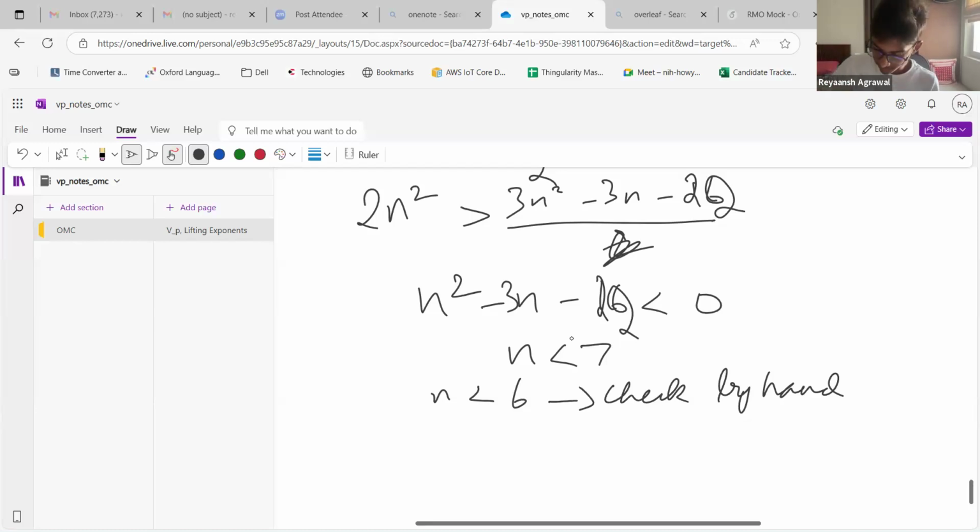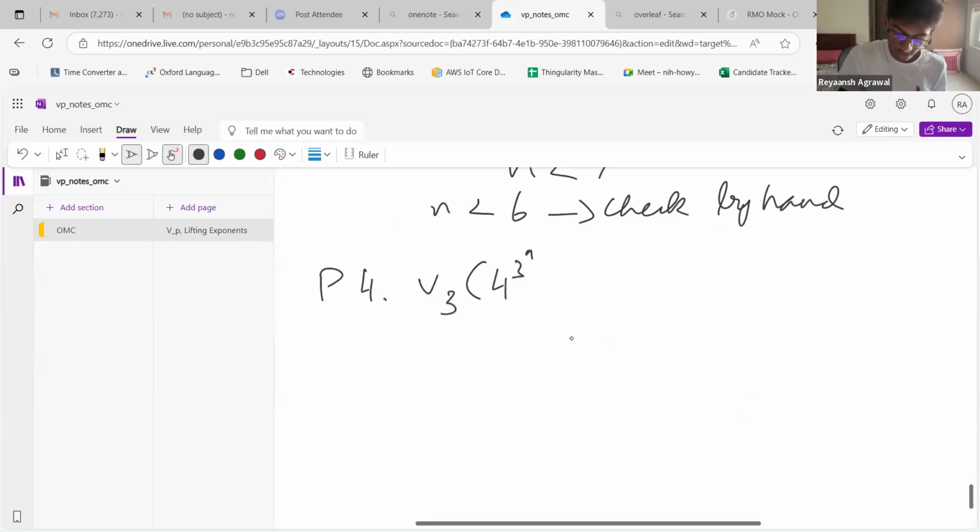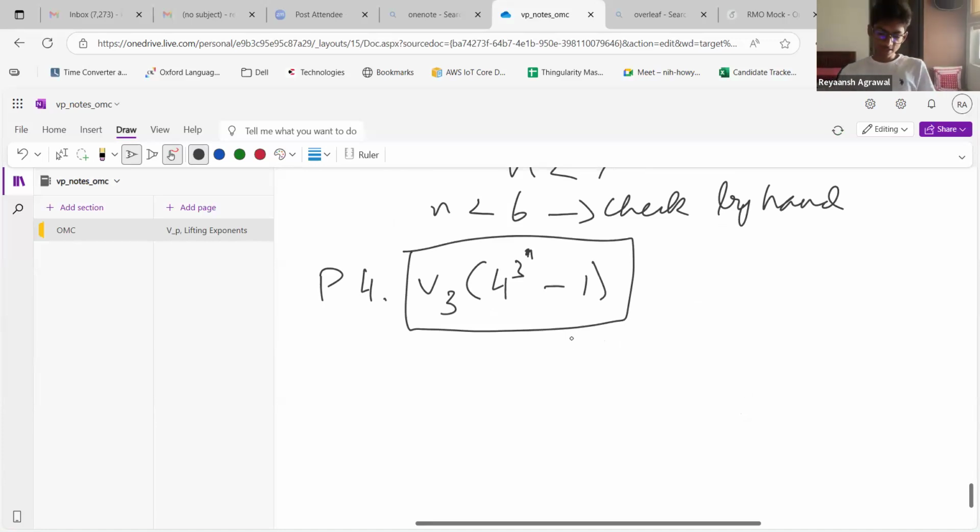Okay, great. So we have 15 minutes left. I can cover another theorem now, and maybe I'll solve another problem after that. But first, I want you guys to find out v3 of 4 to the power 3 power n minus 1. I just put this out of nowhere, and I want you to find this out. Given n, can you find this in terms of n? Let's just do this because we don't have so much time.